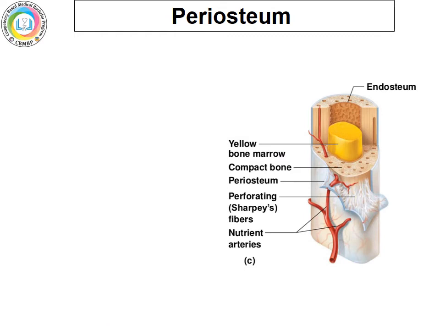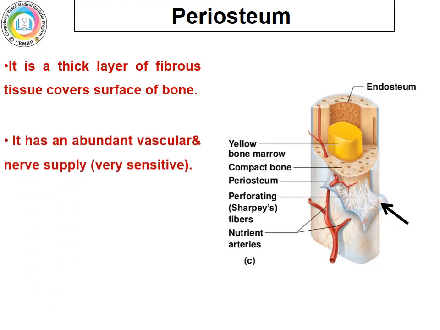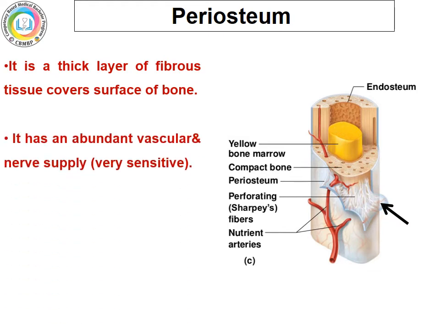Periosteum, or the covering of bone. It is a thick layer of fibrous tissue covering the surface of bone. This is called periosteum. It has abundant vascular supply and nerve supply. It is very sensitive. Abundant vascular supply, many more blood vessels, and also nerve supply. Thus, it is very sensitive and painful.